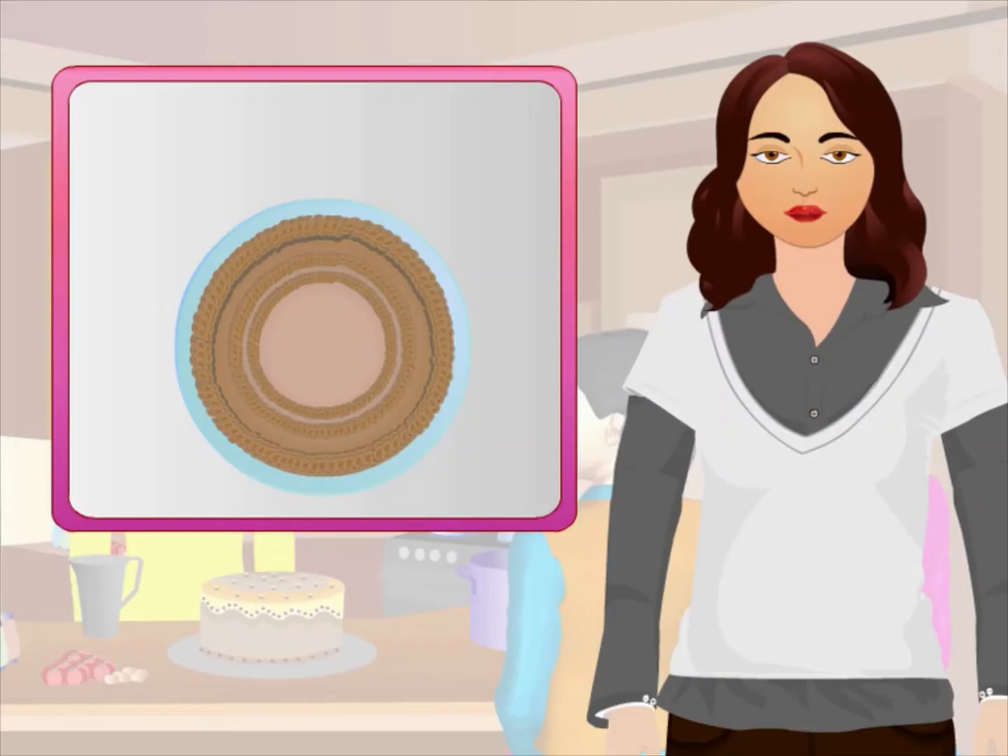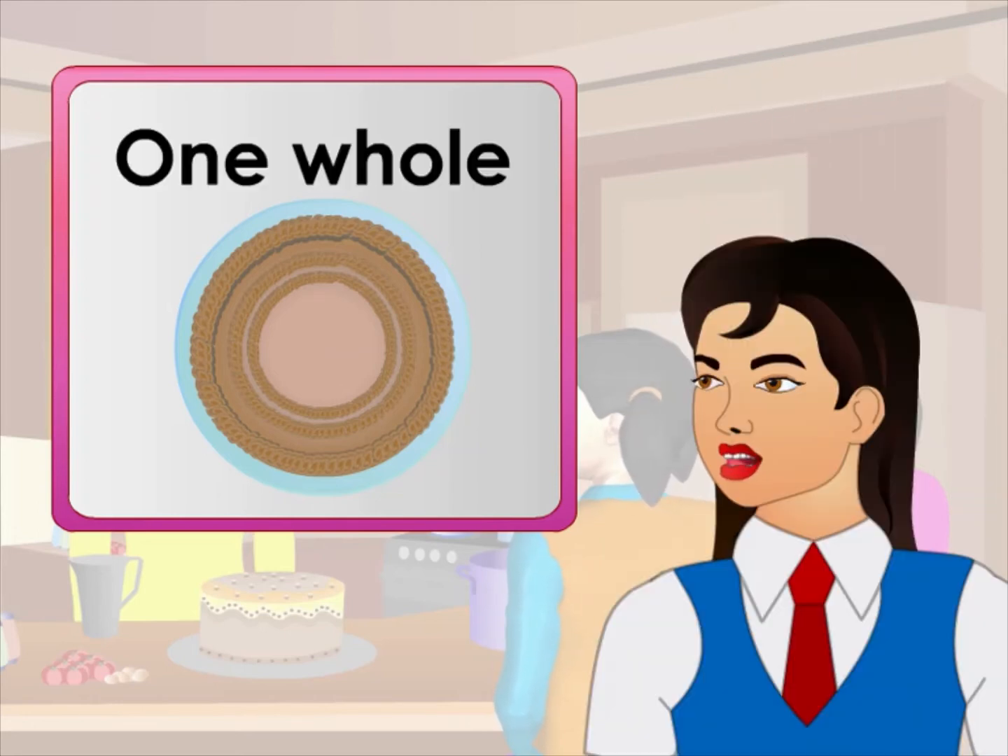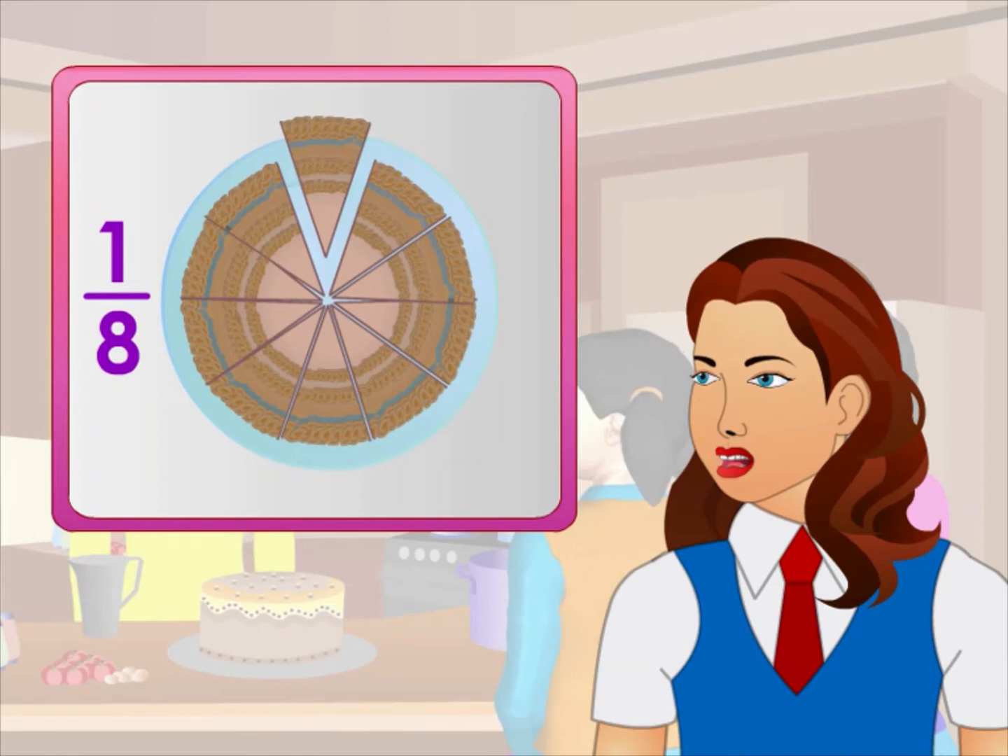Children, do you know the fraction for the whole cake? I know, Mother. Before you cut the cake, it is 1 whole. Now that you have cut it into 8 equal pieces, then each piece is 1/8. Yes, I remember that. We just learnt about it in school. So now we have 8 pieces of 1/8 cake.